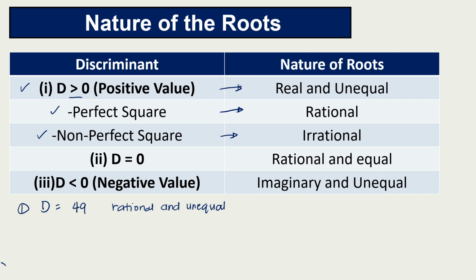And then, for the second example, let's say the discriminant is equal to 11. 11 is a non-perfect square number. That's why the nature of the roots are real, irrational, and unequal.